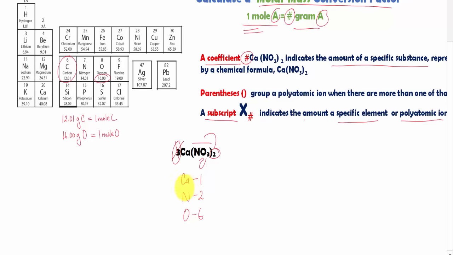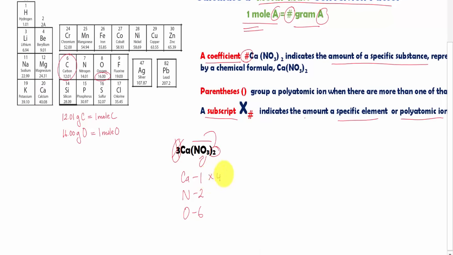To determine the total mass of all the elements in the chemical formula, we have to use the periodic table. First of all, we have calcium, so we multiply by 40.08, because each one of them is 40.08. For nitrogen, it's 14.01. For oxygen, it's 16.0. If we do the math, we have 40.08, and for this one we have 28.02, and this one we have 96.00.